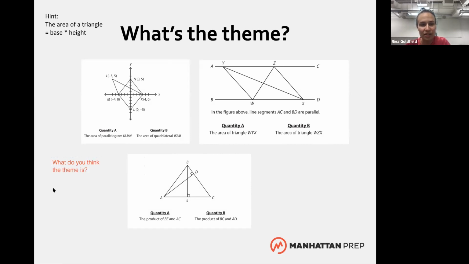And I put a hint already in the top corner that the area of the triangle is base times height. Okay, take a minute or take a couple minutes. Oh no, Philip. That wasn't what I was thinking. I'm sorry.